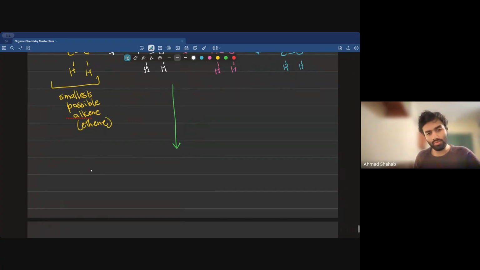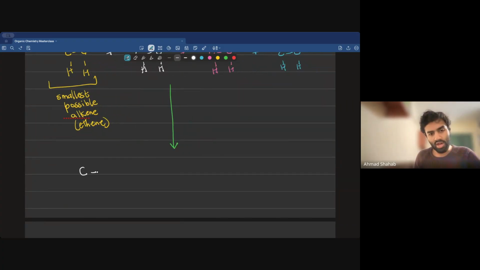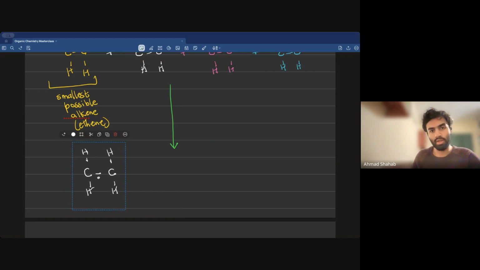You see, you have carbon to carbon, and initially it was a double bond. We decided to break this bond, and as a result, we have this. Now, again, in front of it, for example, let me talk about this.